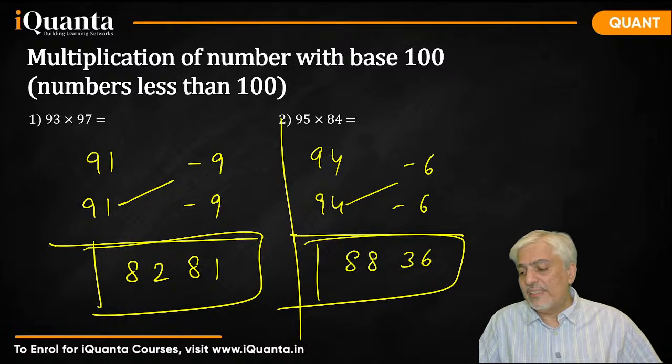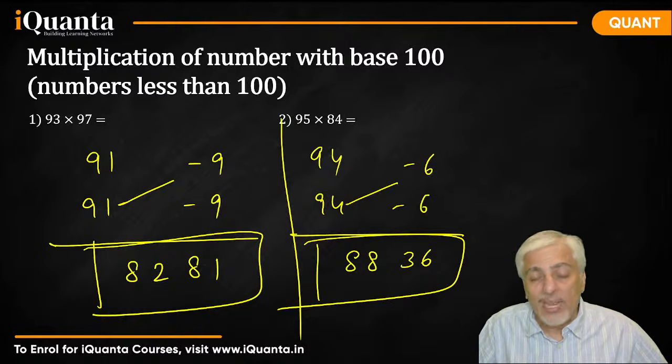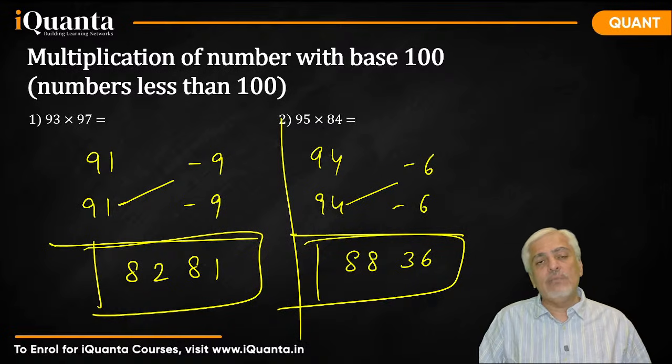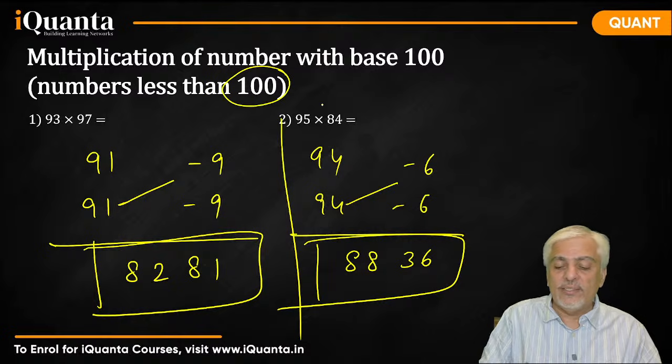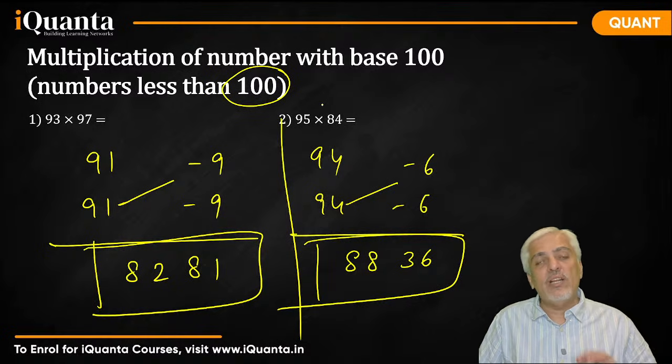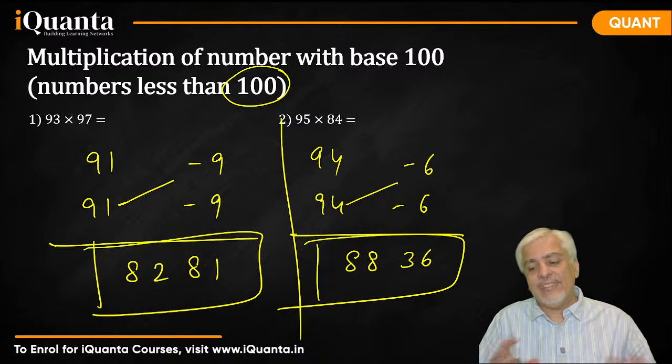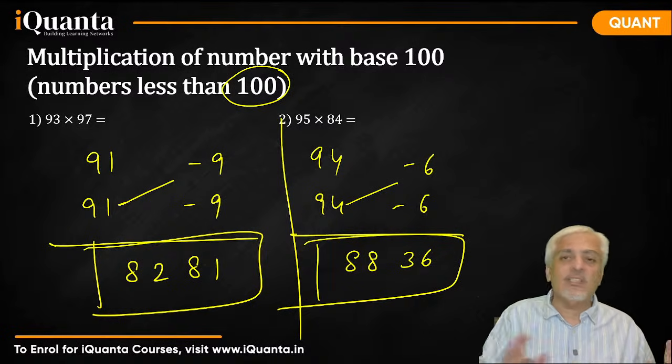Oh, you can't do 68 into 72? Why? You can do it, but the problem is they are very far from 100. You're looking for numbers which are close to 100. We have to look at numbers which are close to 100. So I would suggest, try this method up to 82, 83; below that, don't try this method.